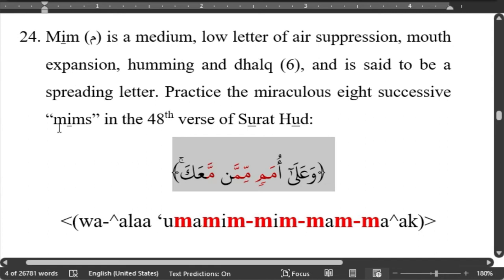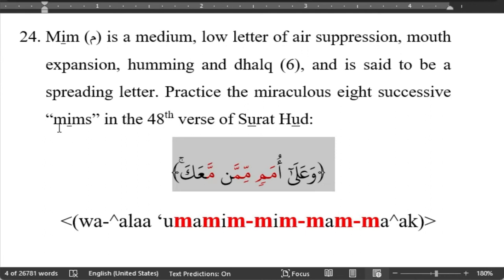Wa 'ala umamim mimman ma'ak, and they're all back to back. 8 meems consecutively. Wa 'ala mimman ma'ak.